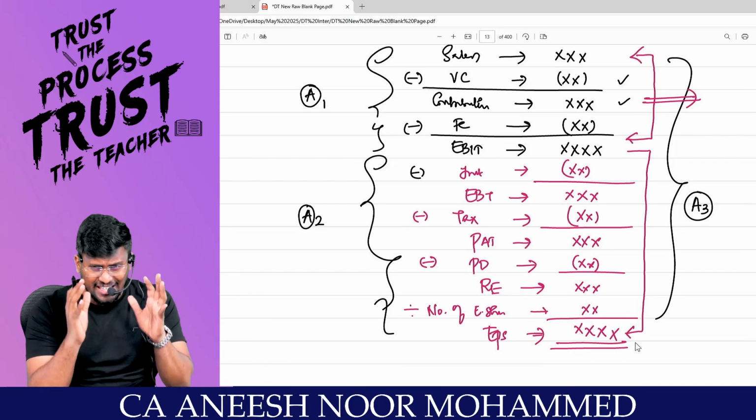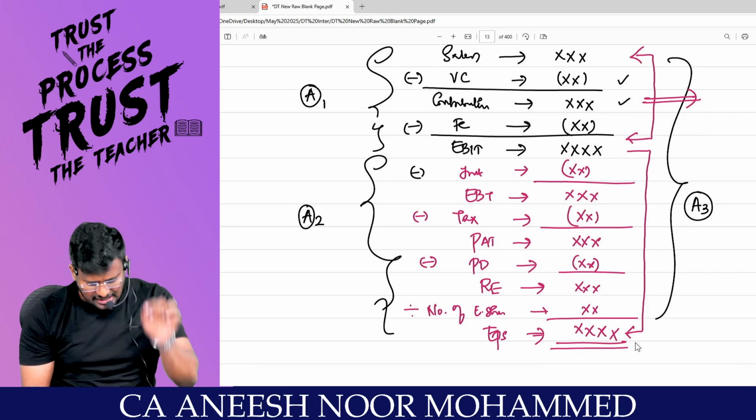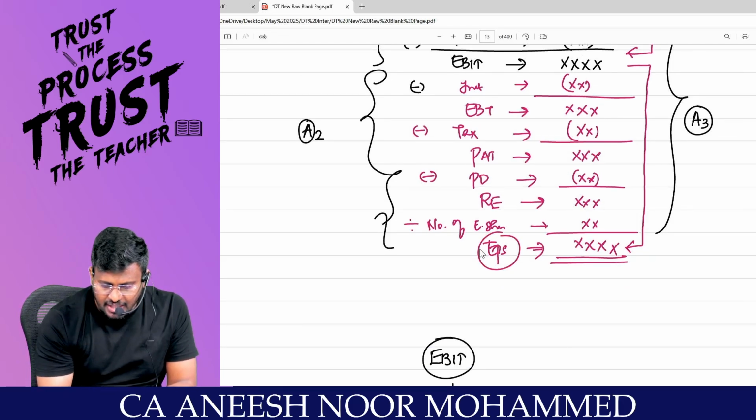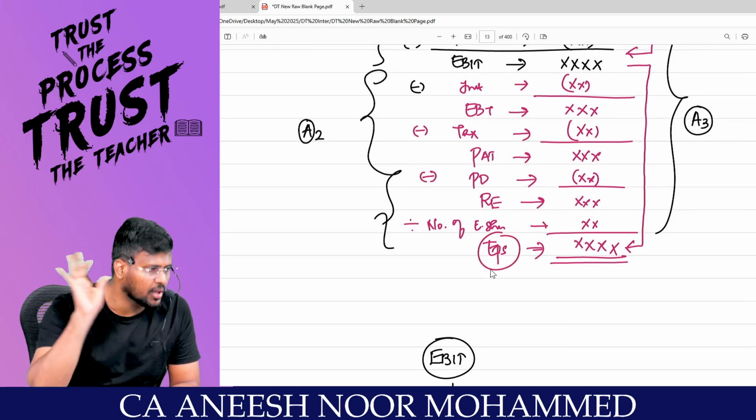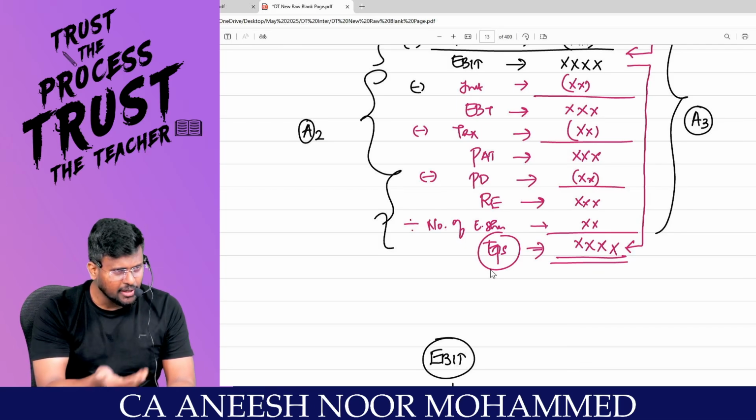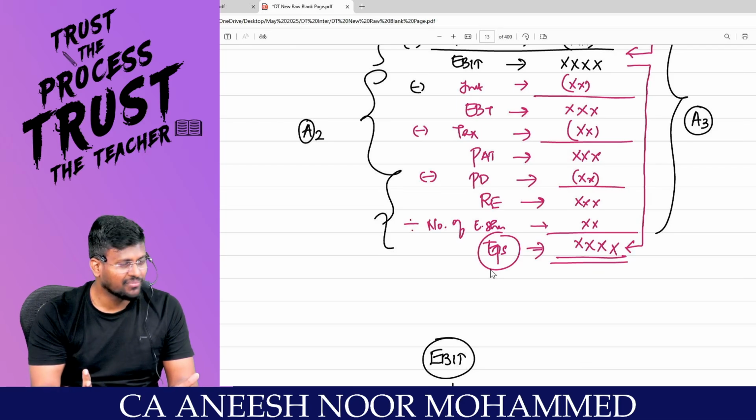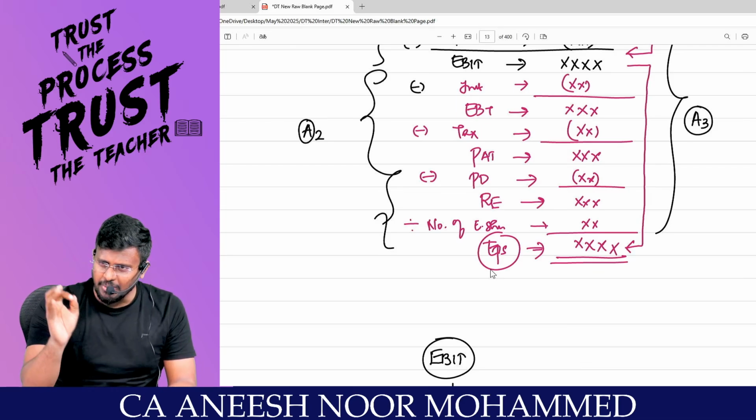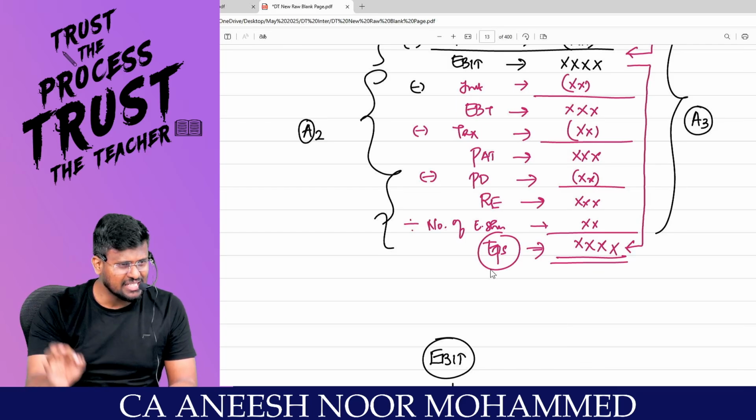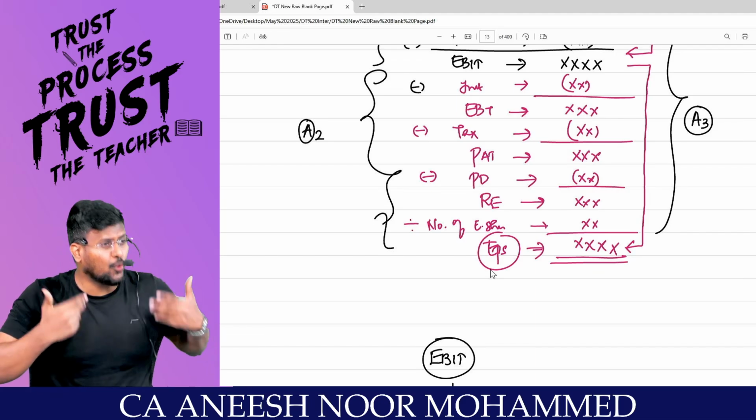Who is the real owner of the company? Equity shareholders. This subject, financial management, is there only for the equity shareholders. Sir, are you doing business to earn money for the government? No, sir. Why do I have to pay tax to them? Sir, are you running business just to pay interest to the debt holder? Are you running business just to pay the preference shareholders? No, sir. Your intention is not to pay them, but I am forced to pay them.